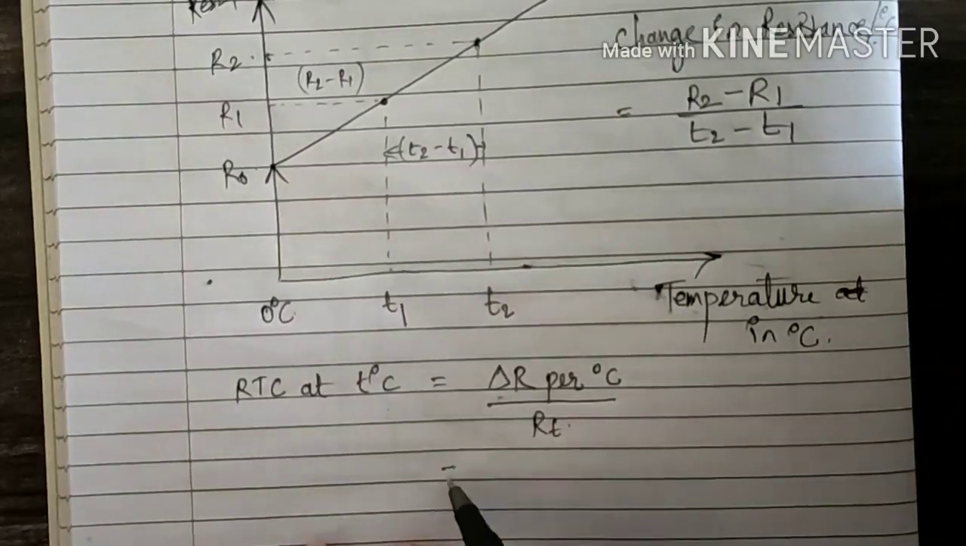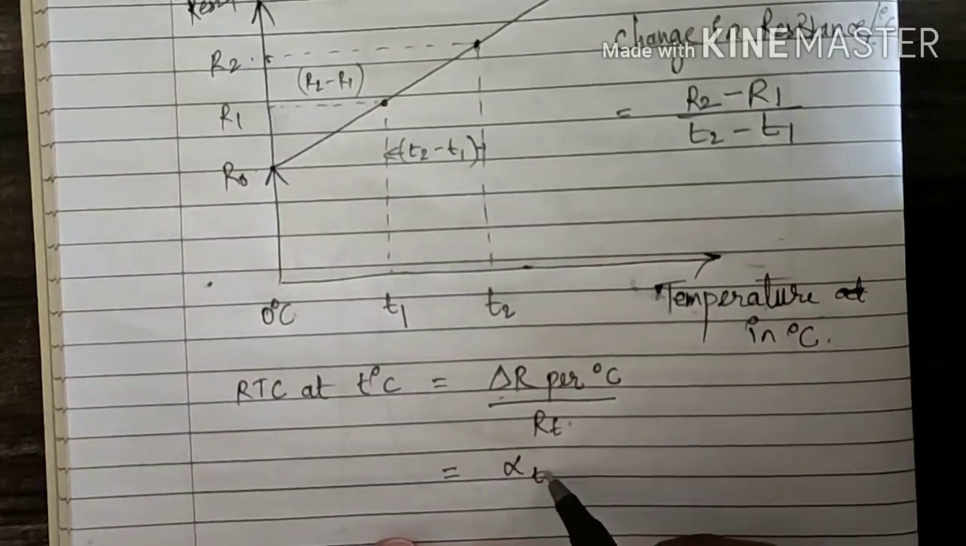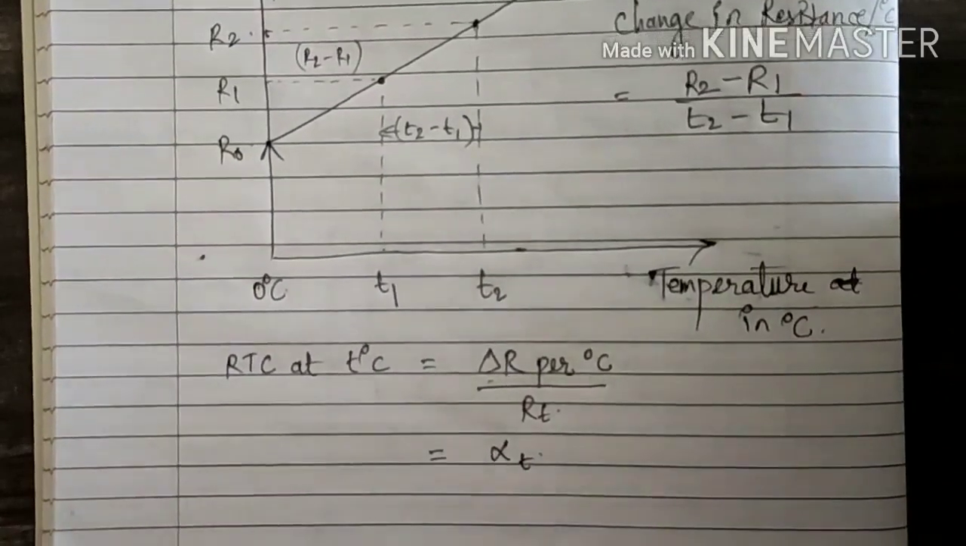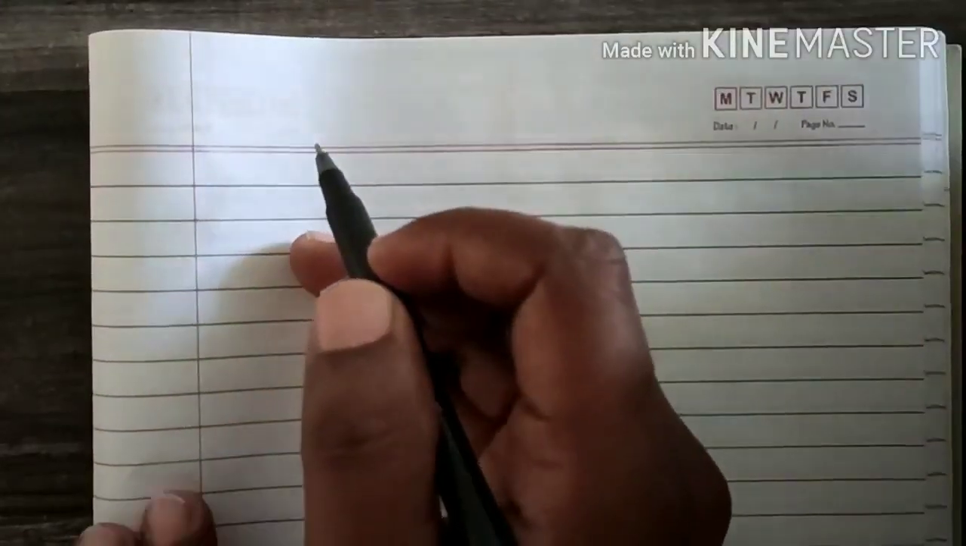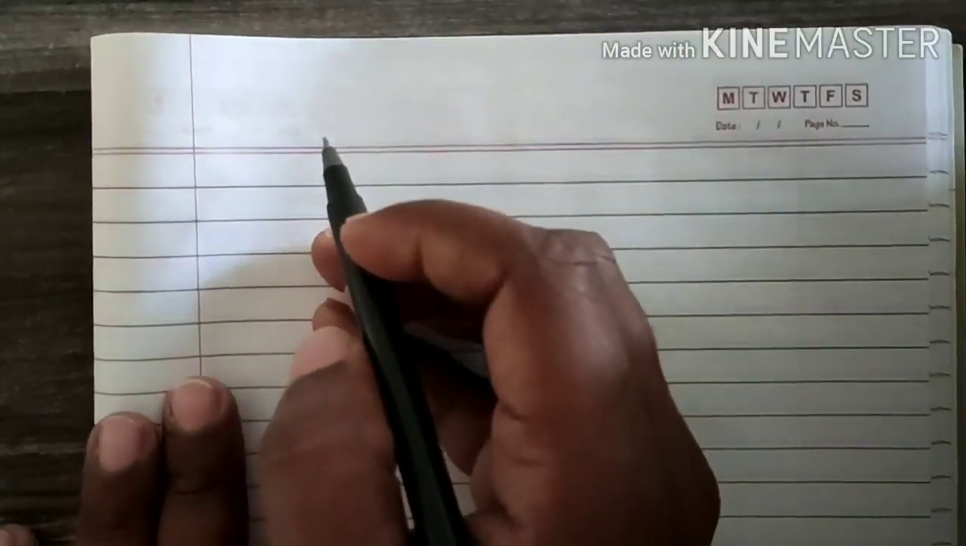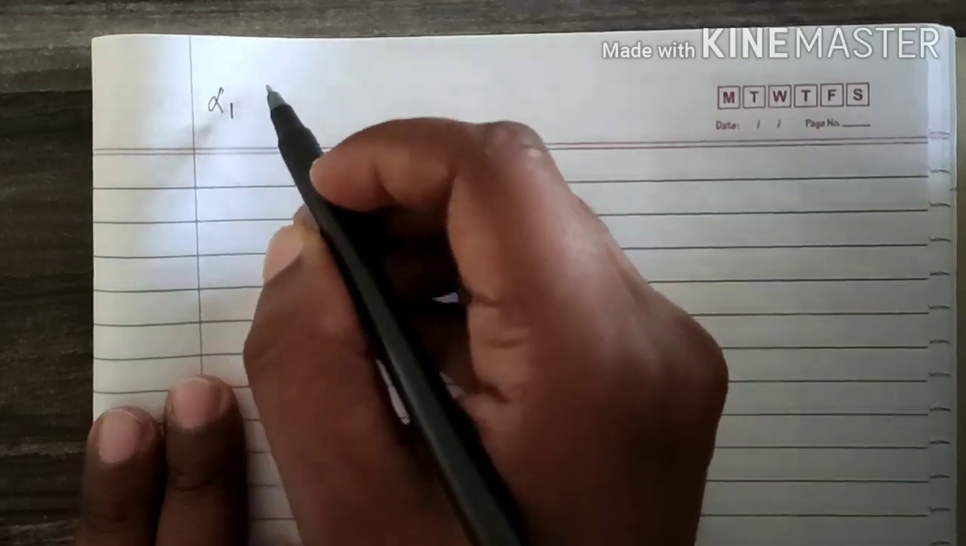Okay, so the temperature coefficient of resistance (TCR) at T degree Celsius is denoted by alpha T. It is defined as the change in resistance per degree Celsius upon the resistance at that temperature. So according to this definition, how can I write my formula for alpha 1?